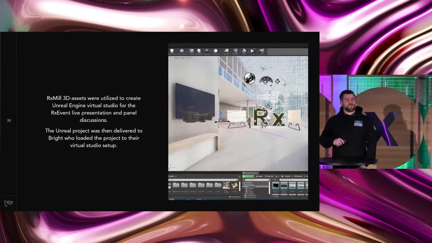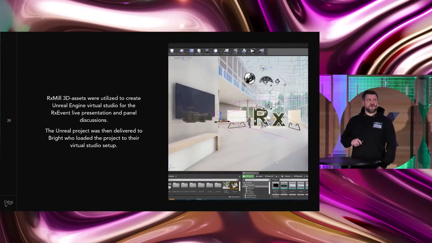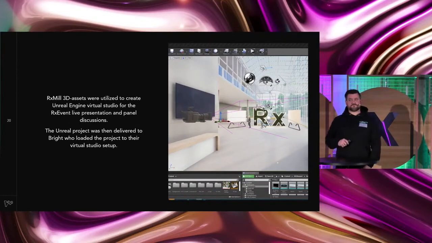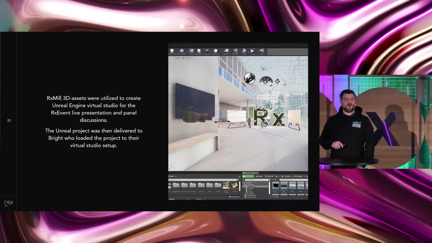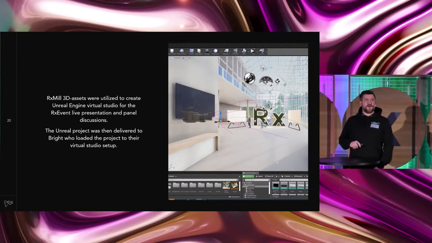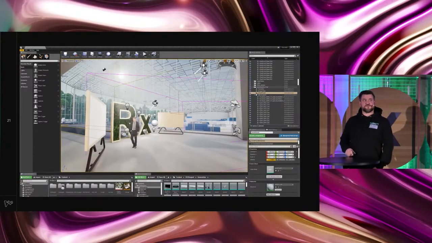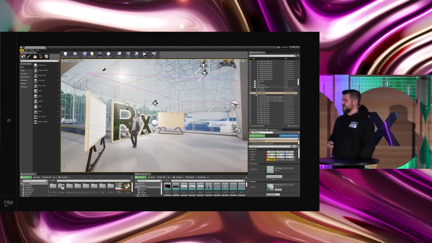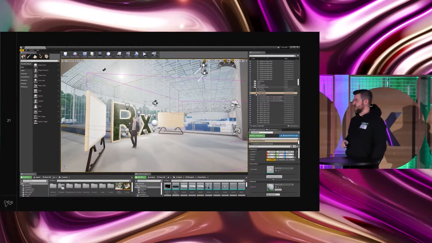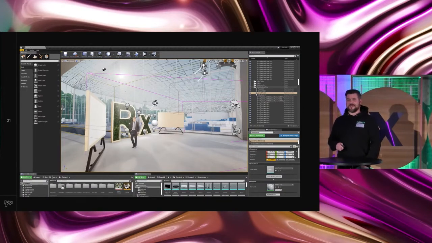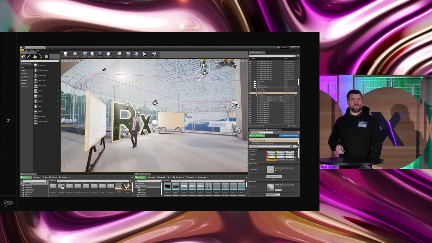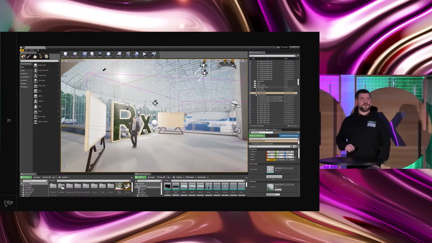For that event, we used the 3D assets developed for the RX mill to create an Unreal Engine project for a virtual studio, and because of that route, we were able to take one step closer to the real-time VR world without risking the usability of the solution. So we sort of killed two birds with one stone, so that we used the same graphics as the basis of the 360 navigation, but also for the Unreal Engine virtual setup.